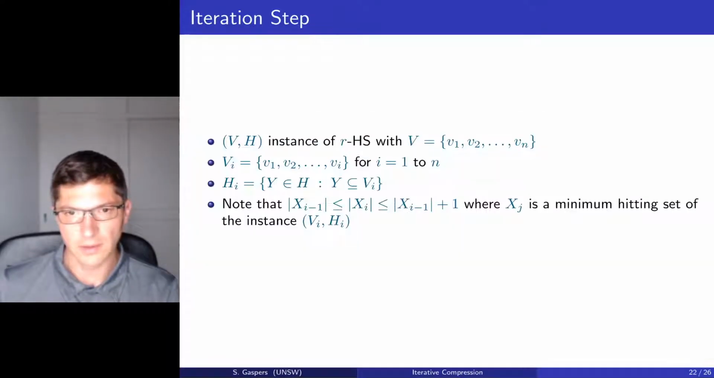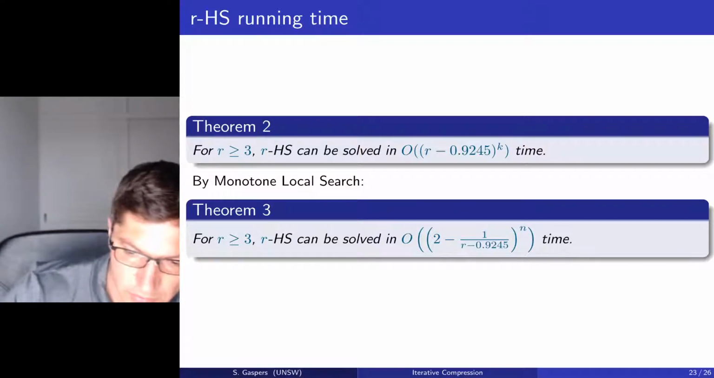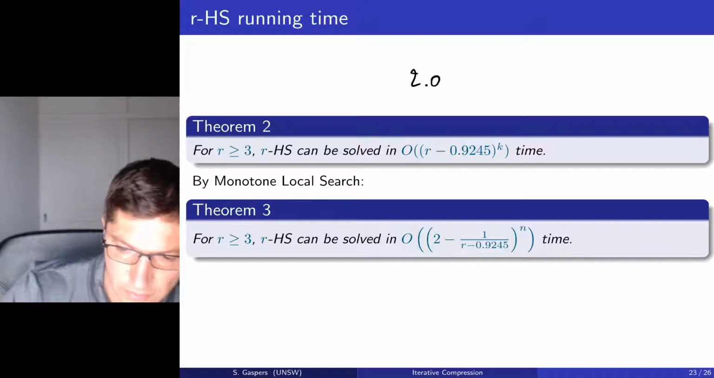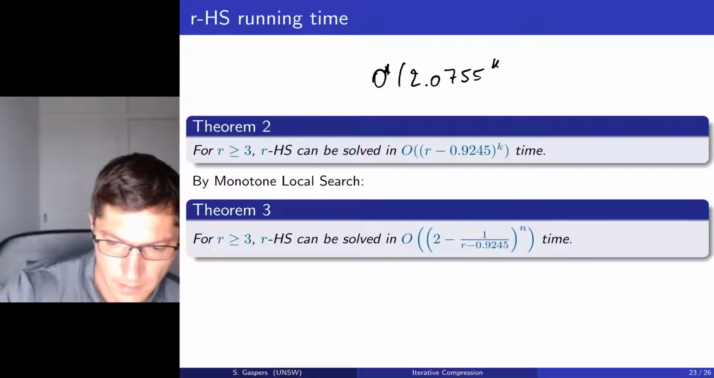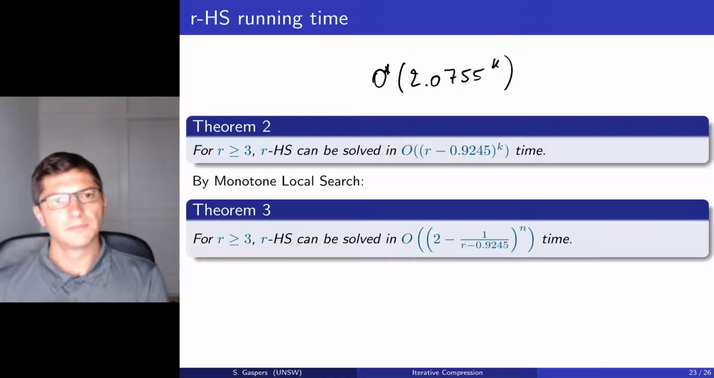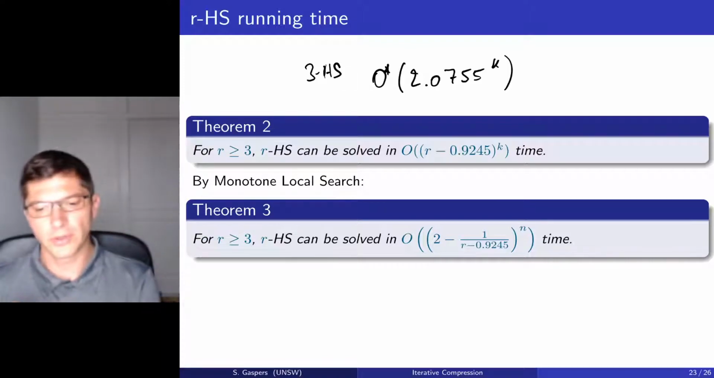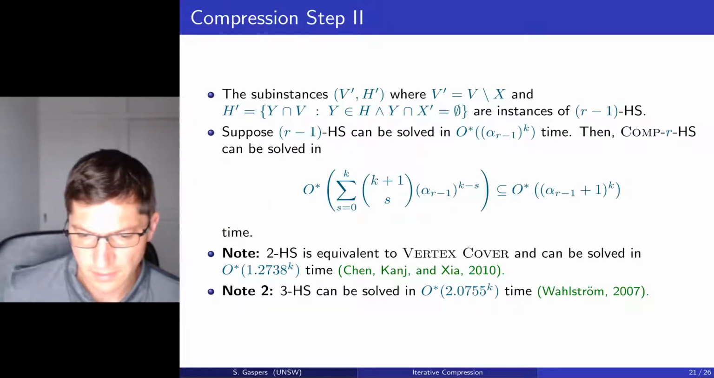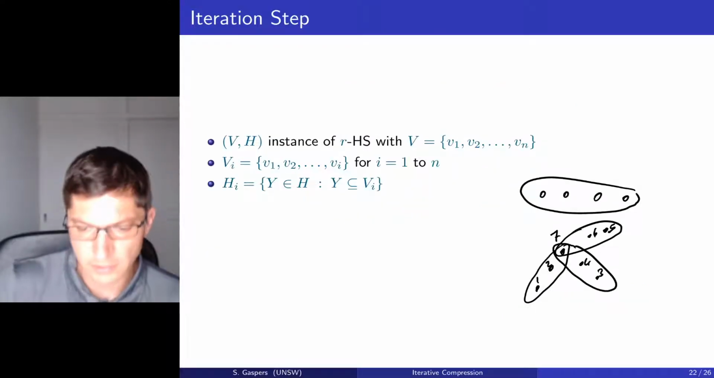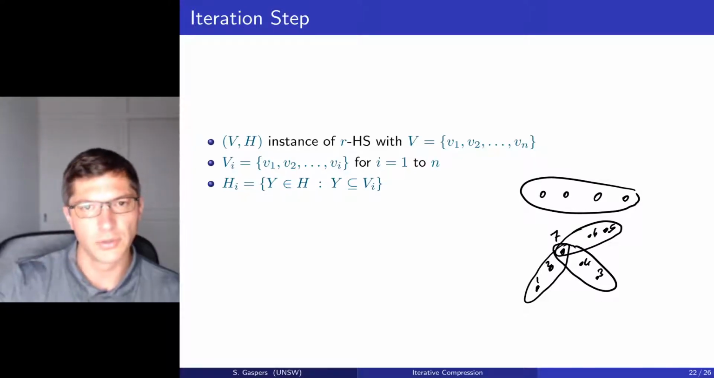Okay, so if we keep doing this, we can start now from r equals 3. There we had a running time using Wahlström's algorithm of 2.0755 to the power k. That was for 3-hitting set. Now if we want to solve 4-hitting set, what do we get? Let's go back. The iteration here, again, will not incur any exponential factor into our running time. That's just a polynomial factor.